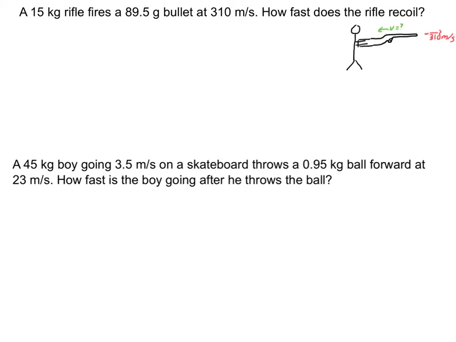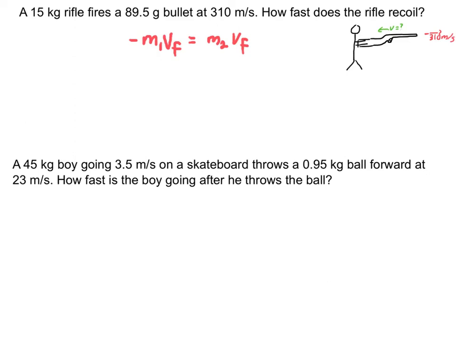Lastly, a couple of explosion problems. For example, recoil of a rifle. If a rifle, given mass there, fires a bullet, be careful, that bullet's mass is in grams. Forward, how fast is the rifle going to recoil back? Now I can recognize this is an explosion problem because the two objects were initially at rest. They were together. That's the key with it. They were together, and then they separate out through some means here.